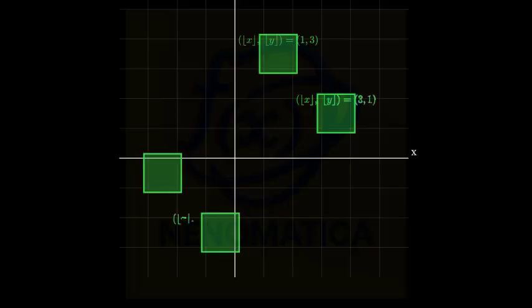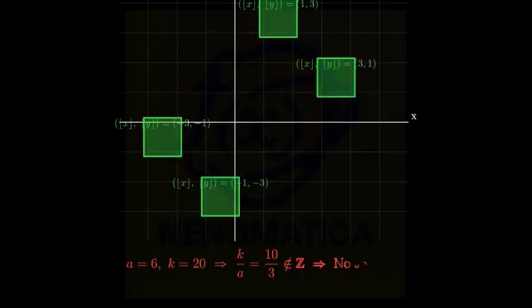To stress the integrality condition, consider a equals 6 and k equals 20. Then k over a equals 10 over 3, which is not an integer. There can be no integer pair of floor of x and floor of y with product 10 over 3. Therefore, there are no solutions in that case.